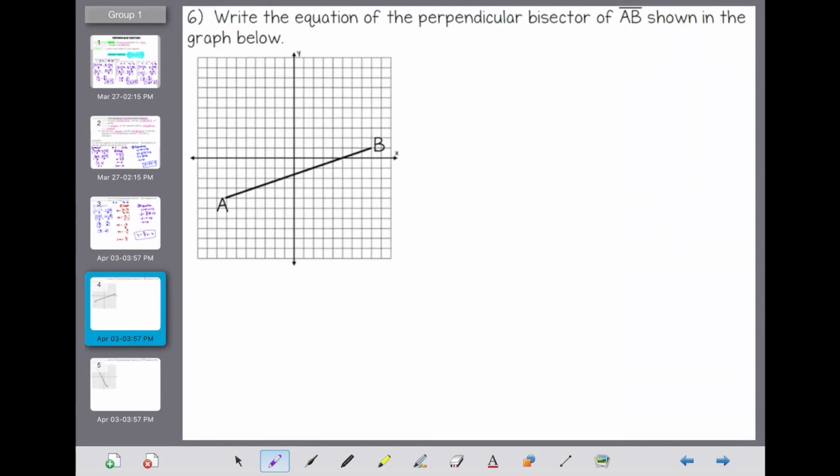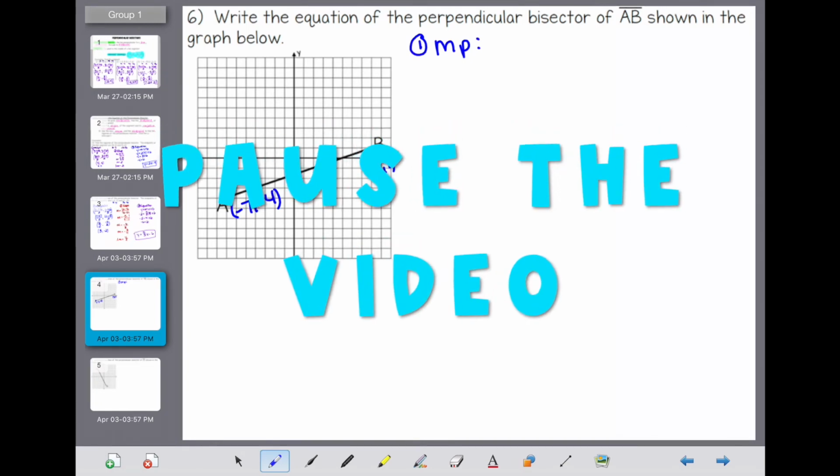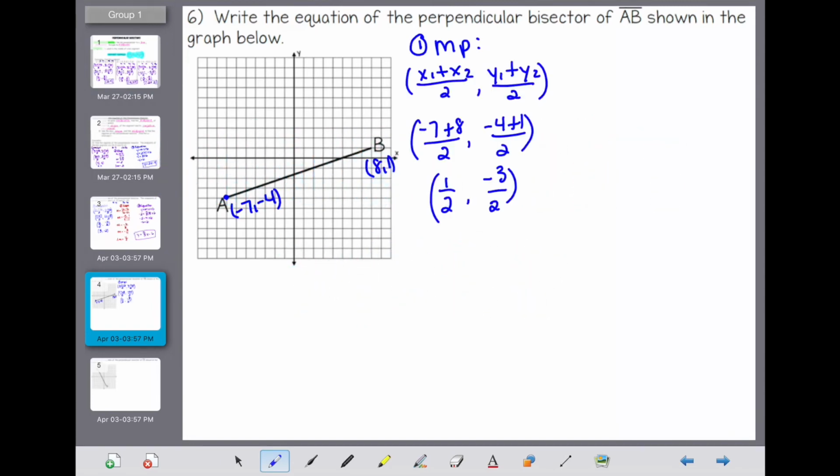Number 6 is different because instead of giving you the coordinates of the endpoints, they're giving you a graph. The graph actually helps us to shorten one of our steps a little bit and helps to save us a little bit of time. So the first thing that we need is a midpoint. They may not have told us what the coordinates of A and B are, but we can figure them out. A is at (-7, -4), and B is at (8, 1). If you got that your midpoint is (1/2, -3/2), you are correct.